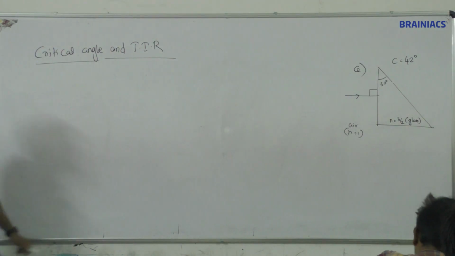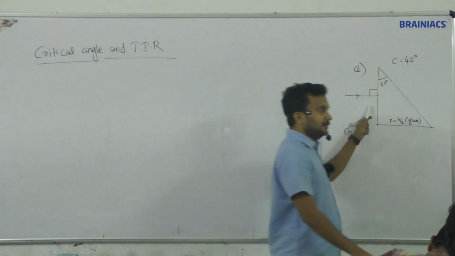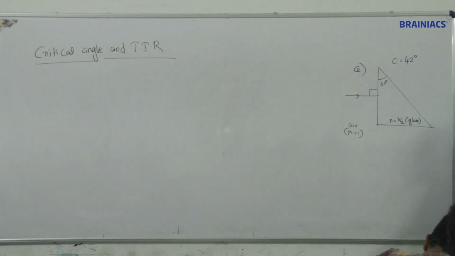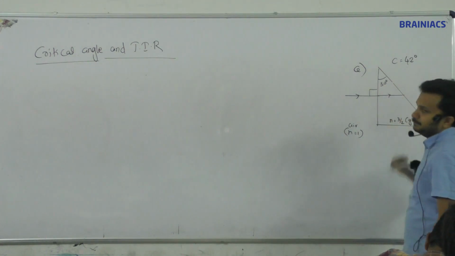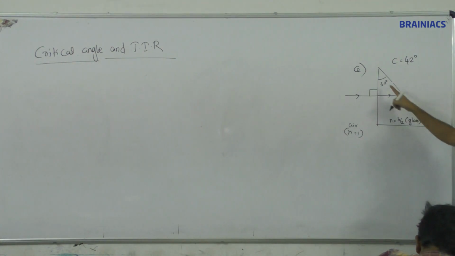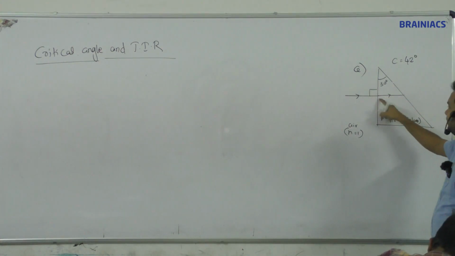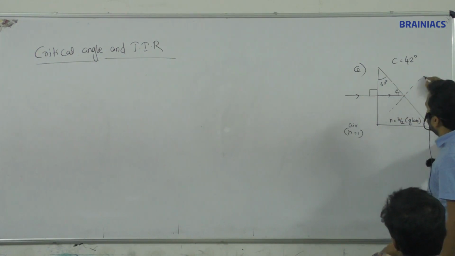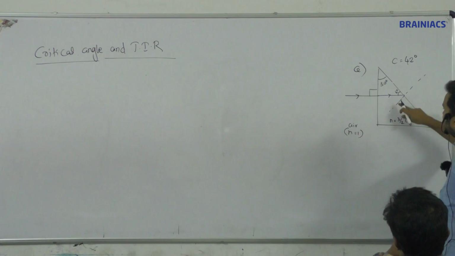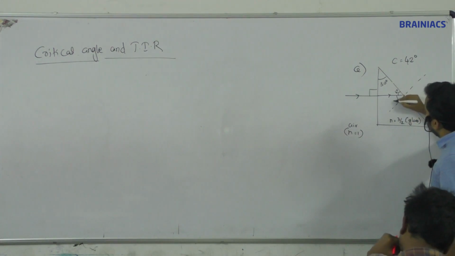How will the ray go? Angle of incidence how much? 0. The angle of refraction is also 0, so the ray will enter straight. This is 30, this is 90, so this angle is 60. But I want the angle with the normal, and that is called the angle of incidence.